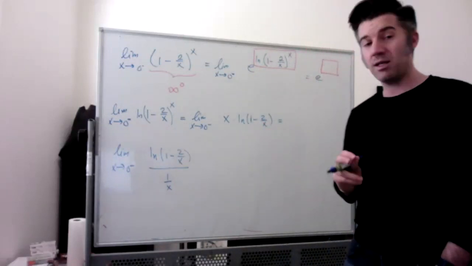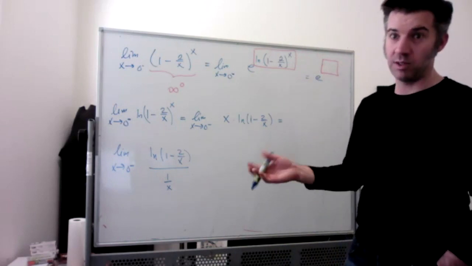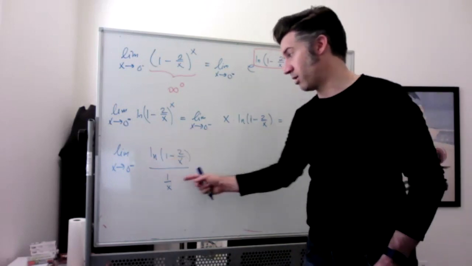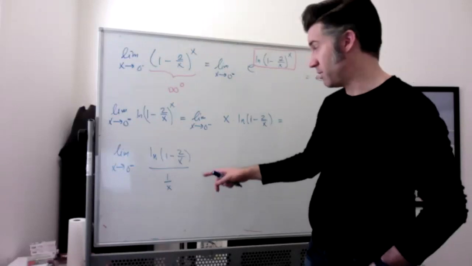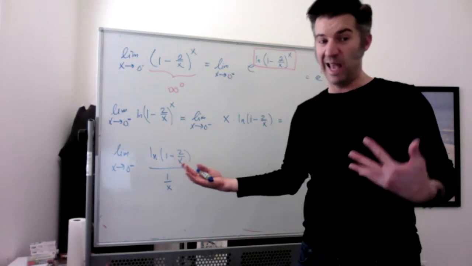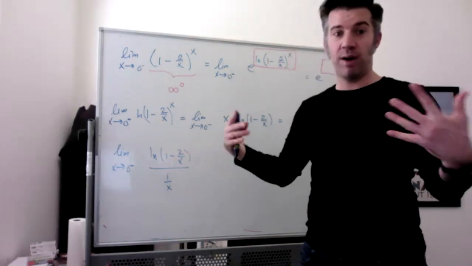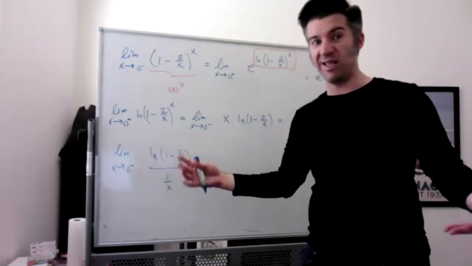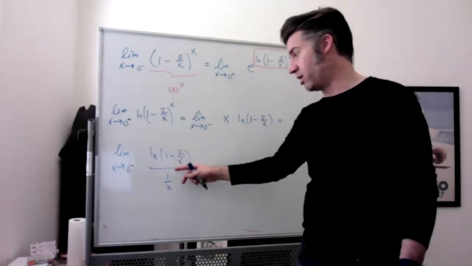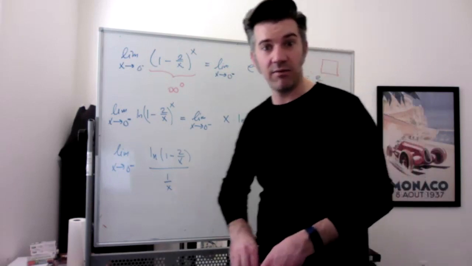And now I'm going to check to see that I actually have an indeterminate form. You will, but we should still check. This top part is going to infinity because the inside, so let's see, 2 over 0 is blowing up to negative infinity. 1 minus negative infinity is going to positive infinity, and the natural log of infinity is infinitely large. And 1 over 0 is going to an infinity. In this case, it's a negative infinity.